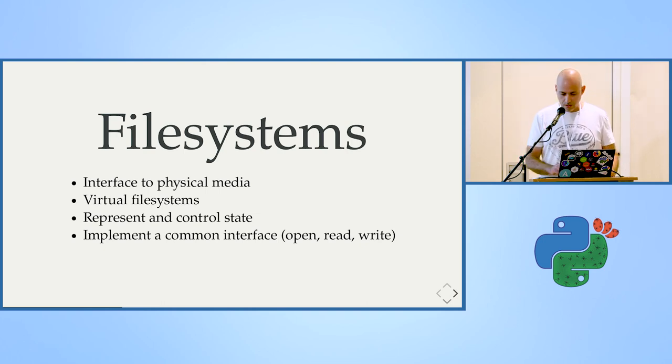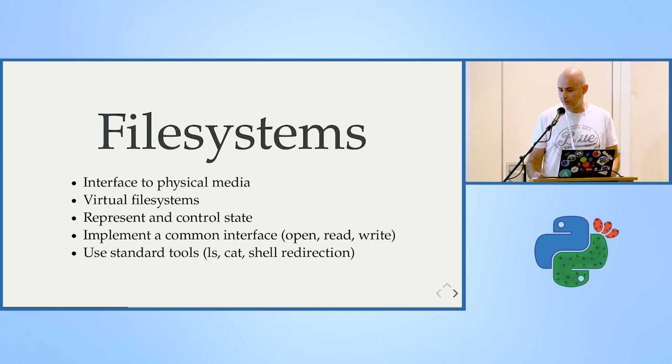Why would we want to do that? Well, use standard tooling. If we have a file system, we can use ls to view files or directories, and cat and shell redirection to read and write data to our system, and it's really nice. If we compare it to an API, an API is something that a developer would use, right? You would open a connection to some RESTful API or something like that, and post data or get data. But that's good for developers. Common users would rather use the standard stuff that we are all familiar with from the Linux shell.